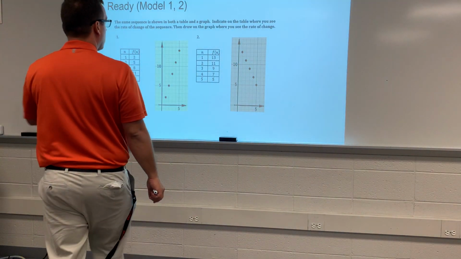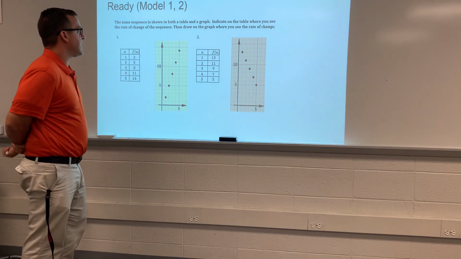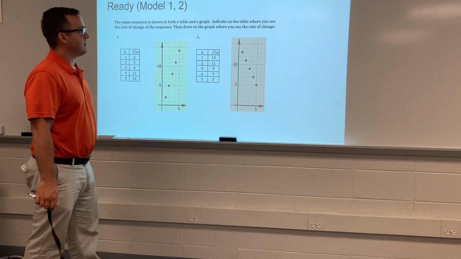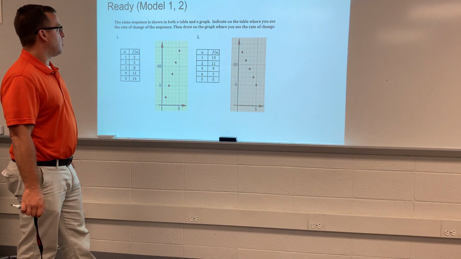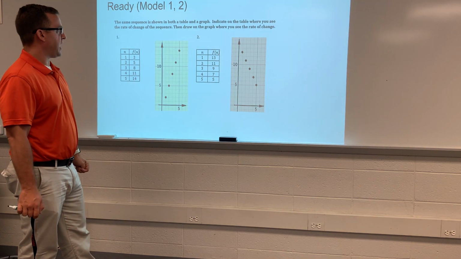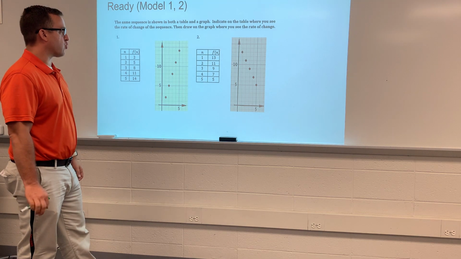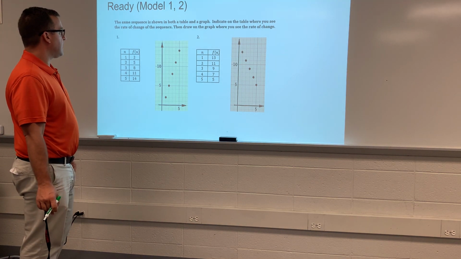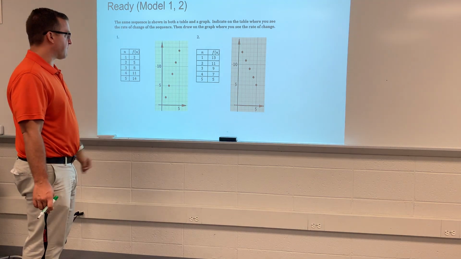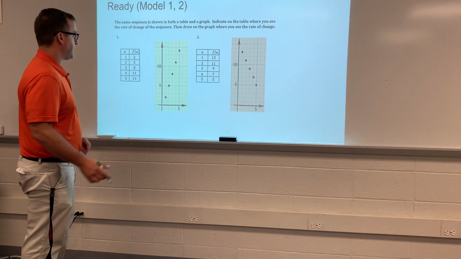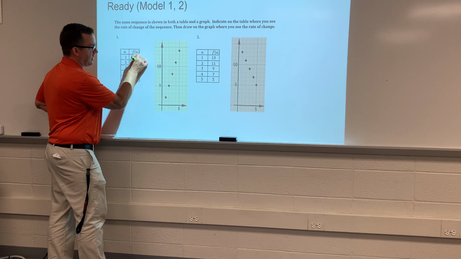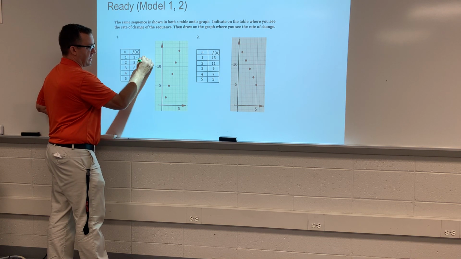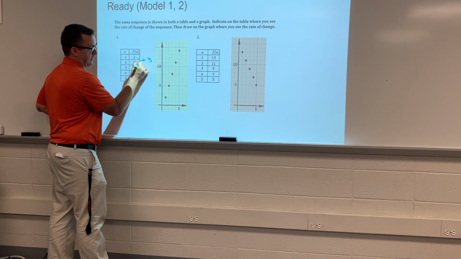So for our ready problem, it says the same sequence is shown in a table and a graph. Indicate on the table where you see the rate of change, then draw on the graph where you see the rate of change. So in looking at that, we're going to take that a step further and also write the equation. So on here, my rate of change to go from 2 to 5, I am increasing by 3.